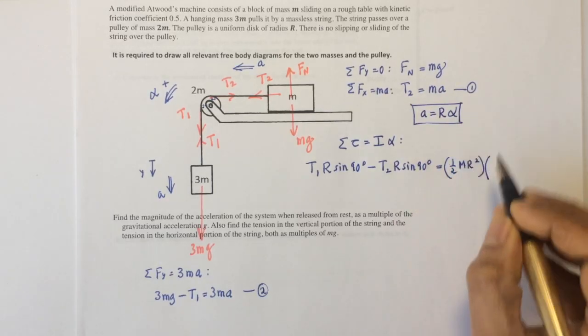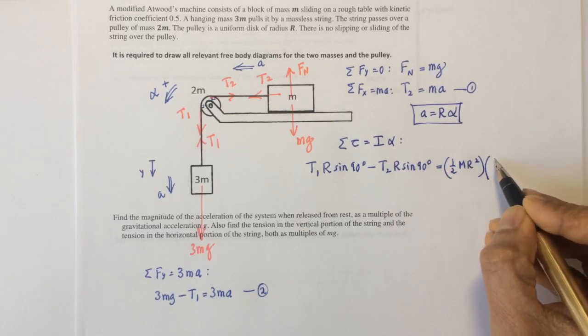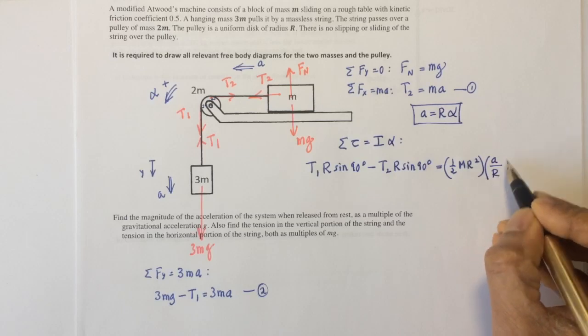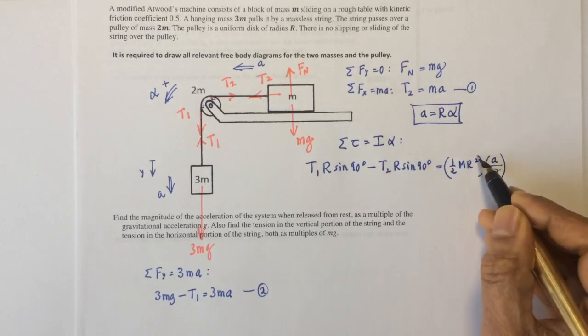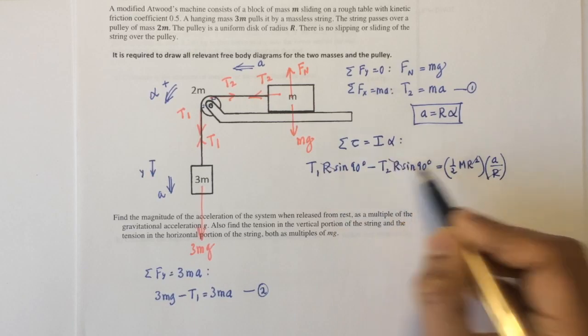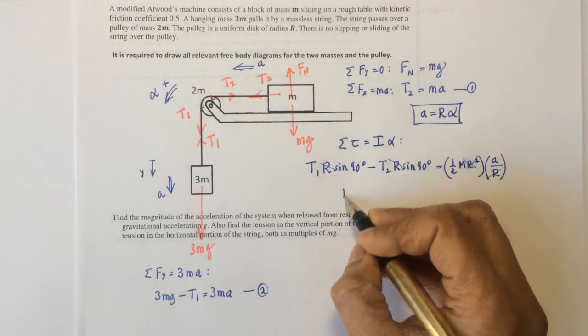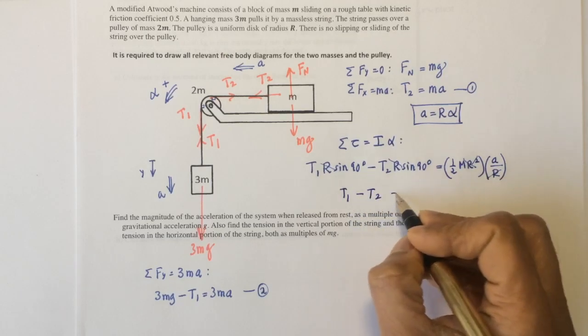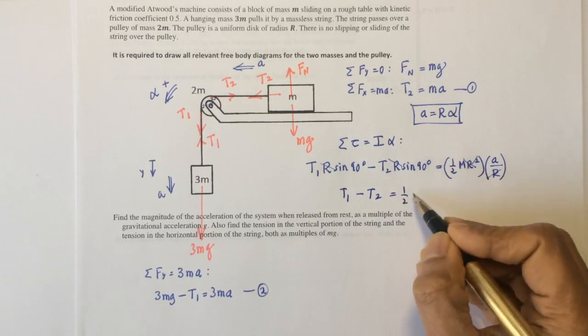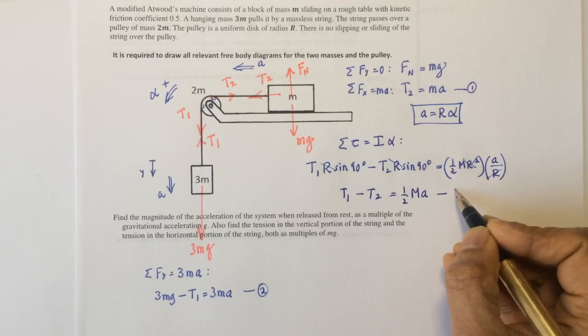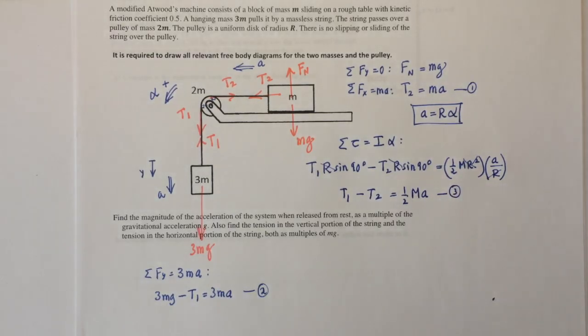That important equation relates alpha to a. So for alpha, I can write a over R. So one factor of R disappears right here, and the other factor of R disappears like that. So I have T1 minus T2 equals 1/2 ma. That's equation 3.